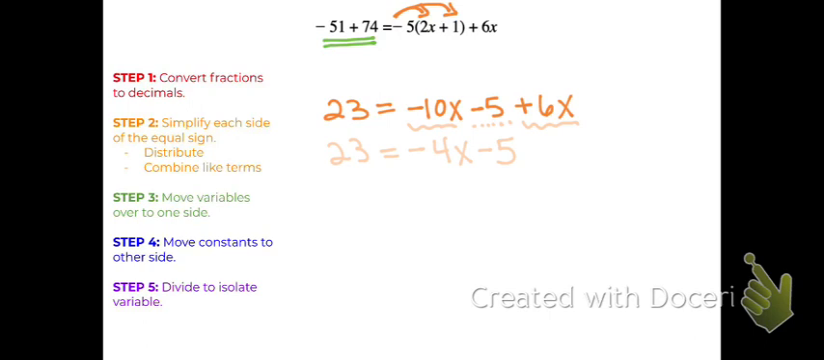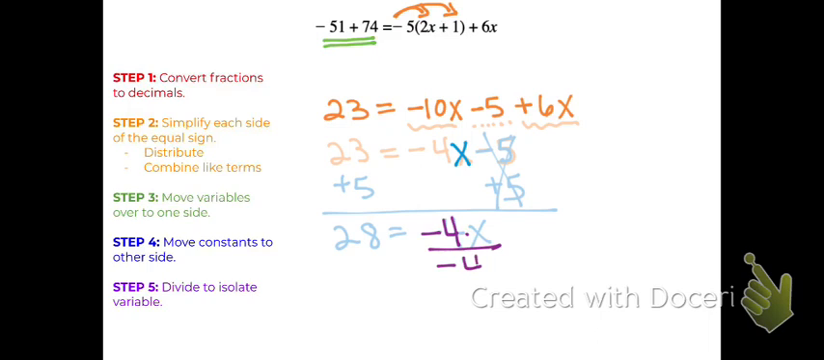Now, this is just like one of those basic equations that we're going to solve. All of our variables are already on the right side, so we're good with step 3. So now we're going to just solve for x by undoing what's added or subtracted to it first. So we're going to move that minus 5 by adding 5 to both sides. So we end up with 28 equals negative 4x. And then you're going to undo this multiplying by negative 4 by dividing by negative 4.